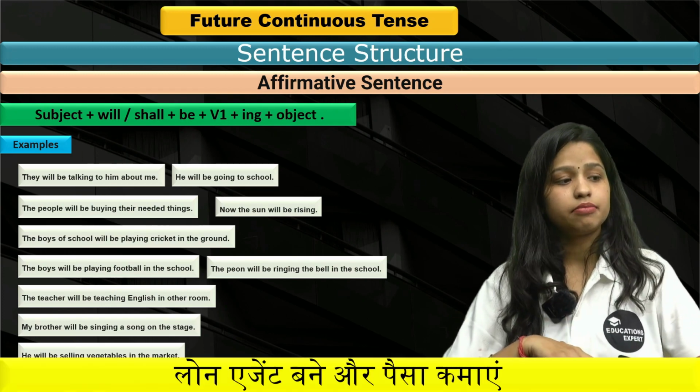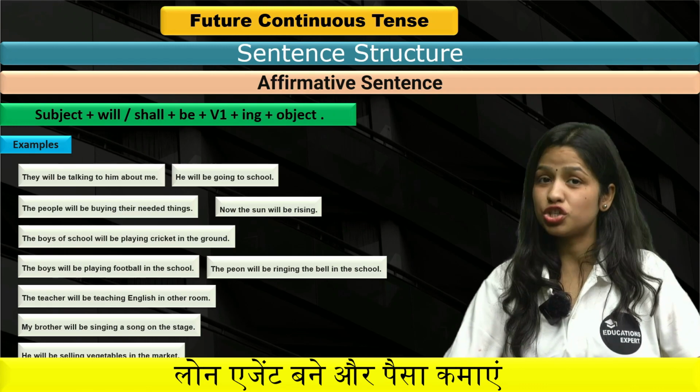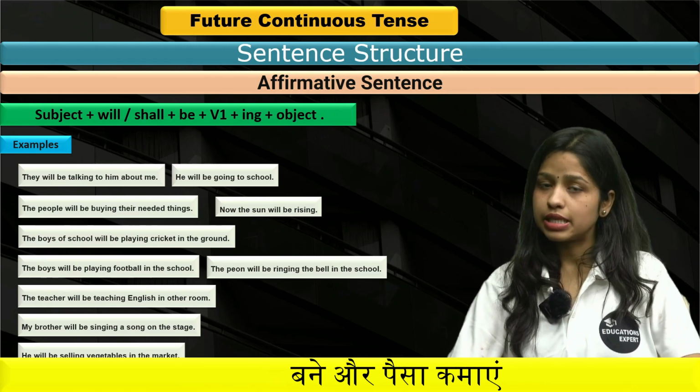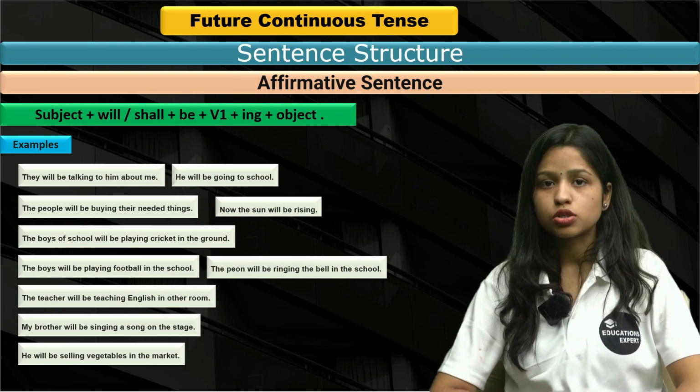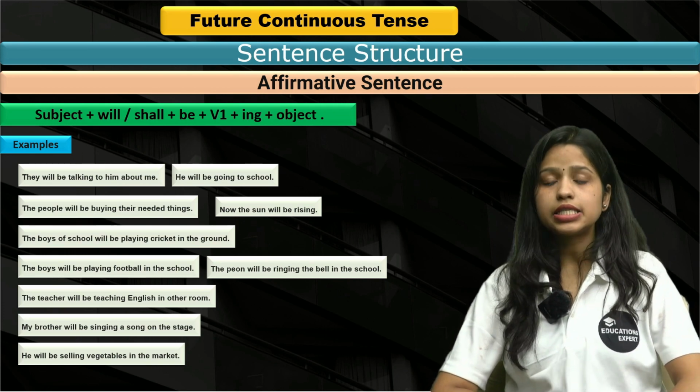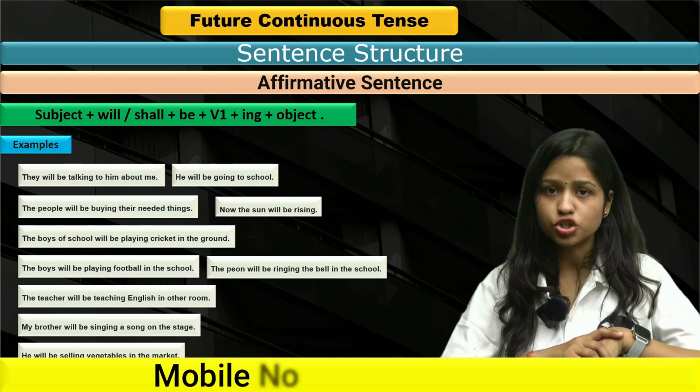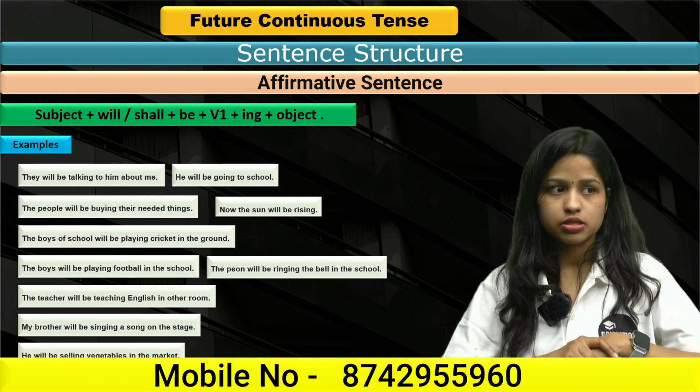Now again, let me correct the pronunciation. Vegetables. I have heard a lot of people saying this wrong. So its correct pronunciation is vegetables, not vegetables. It is vegetables. Vegetables. Vegetables, right?